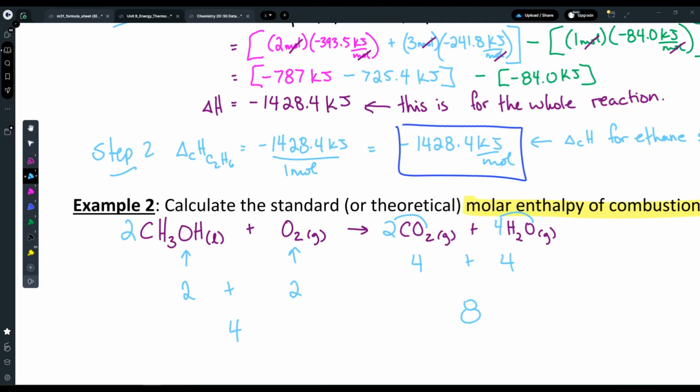Okay, so what I'm going to do is ask myself, this 2 times by what will increase this total number to 8. If I go 2 times 3, that'll give me 6. 6 plus 2 is going to give me 8. So I'm going to put a 3 for my coefficient for elemental oxygen. And that's balanced.